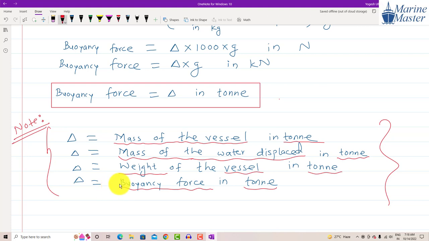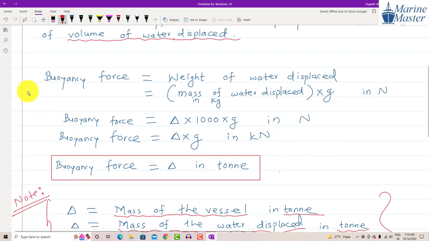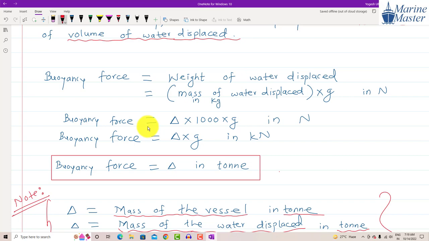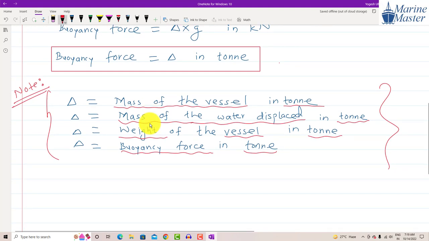Whenever we want to represent the weight of the vessel, we simply use delta, that will be in ton. Whenever we want to represent buoyancy force, we simply use delta. Before going further, everyone please write down this discussion about buoyancy force. After the buoyancy force, write down this note related to the mass of the vessel, related to delta, that is displacement. So, four meanings of displacement. Everyone please write down this note.